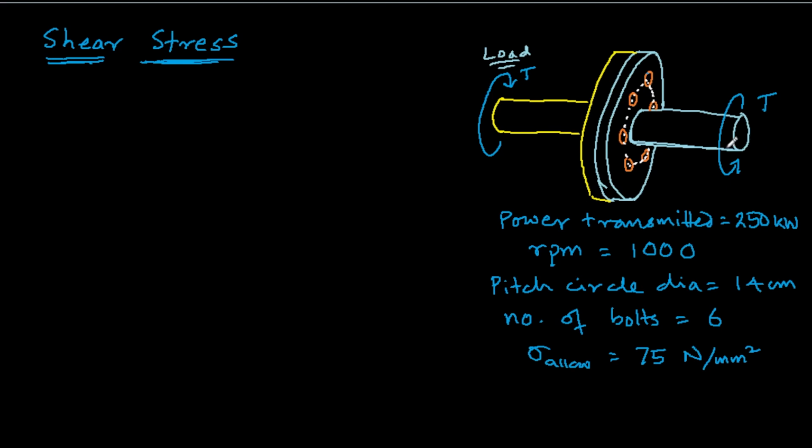Now, how to connect these two shafts? They are connected by a coupling like this, which is called a flange coupling. This is a disc which is rigidly connected to this shaft, maybe welded or something. Similarly, another disc is here, rigidly connected to this shaft. And then we bolt these two discs with several bolts.